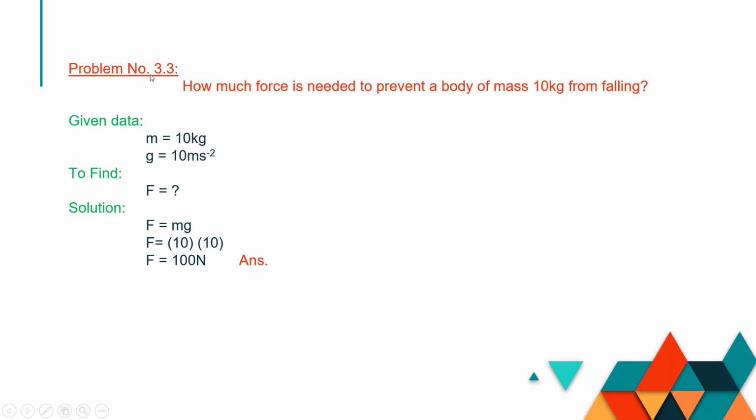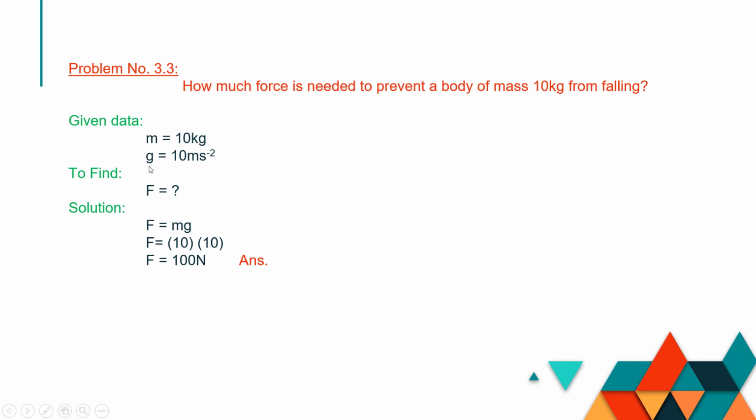Now the problem number 3.3 is, how much force is needed to prevent a body of mass 10 kg from falling? Firstly, we will write given data. As we are given the mass, which is 10 kg, so we will write m, which is equal to 10 kg.